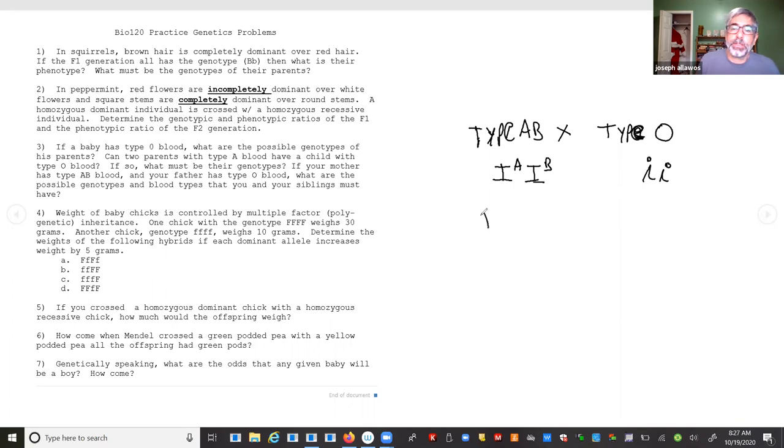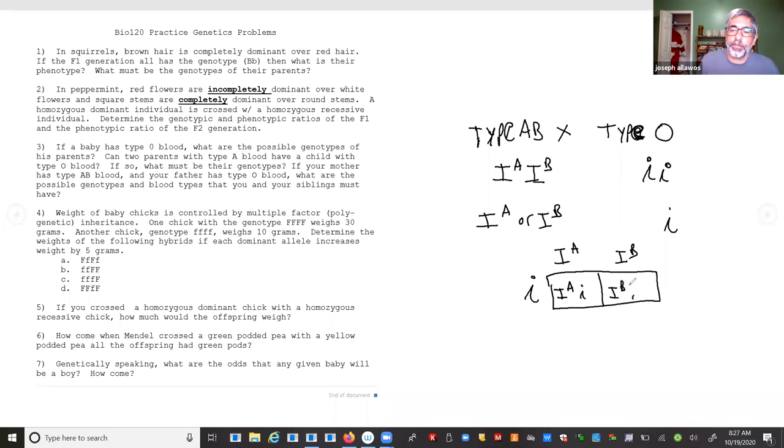Cross them together, make gametes. This parent can make two different gametes. This parent can only make one gamete. Now we have a rectangular box because we have one gamete from one parent, two from the other. And voila, what we see is that the offspring are going to be either type A heterozygous or type B heterozygous. Please note, if you cross an AB and an O together, you can't get either of those blood types back out. You can only get type A heterozygous or type B heterozygous. So it's the only two you can get back out. Okay, that gives you all sorts of variations on blood type. It's a useful exercise.